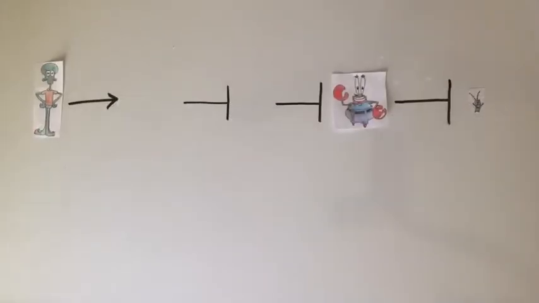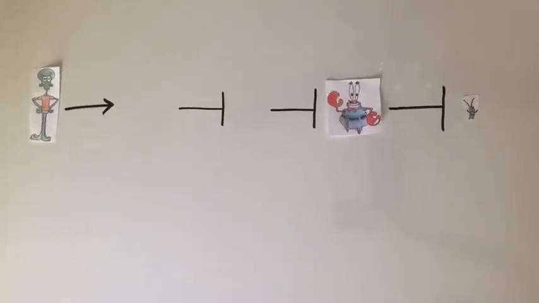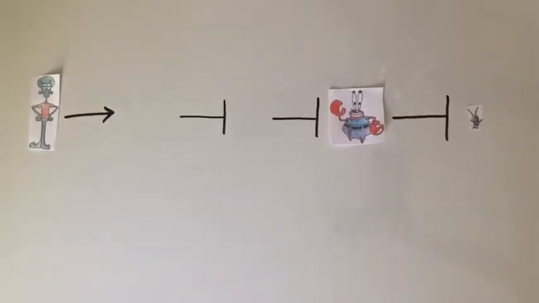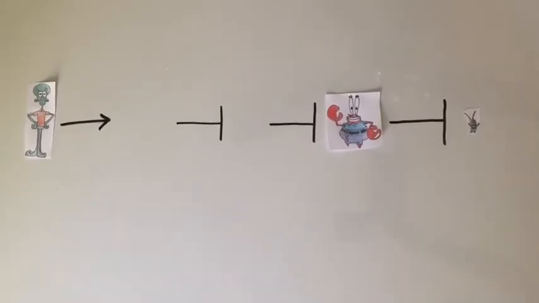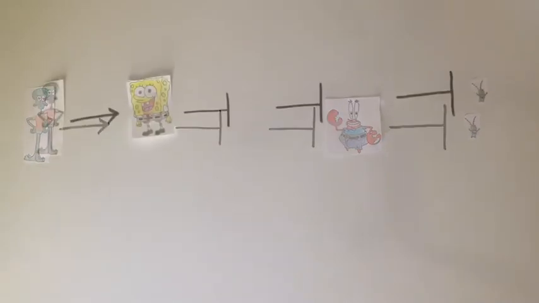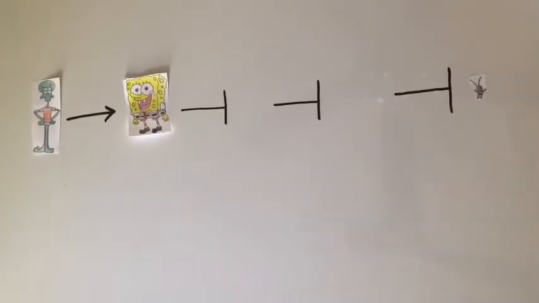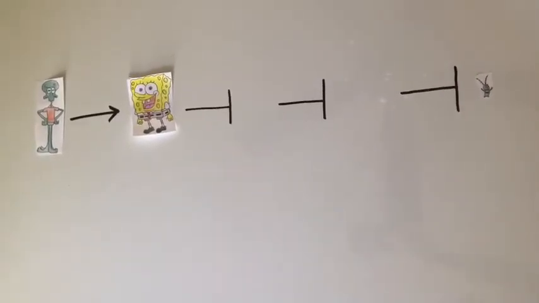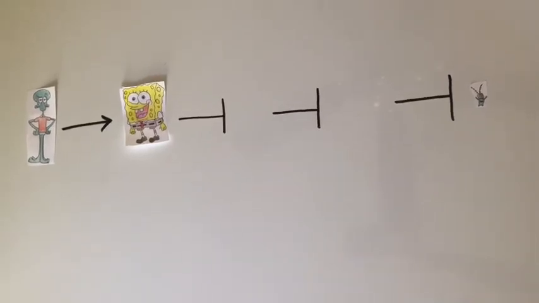Double mutants lacking SpongeBob and Karen, Mr. Krabs is able to stop Plankton because Karen is not there to stop Mr. Krabs, and Mr. Krabs is therefore able to stop Plankton. Double mutants lacking Karen and Mr. Krabs, there is nothing there to stop Plankton, and therefore transcription of Plankton does occur, and the formula is stolen.